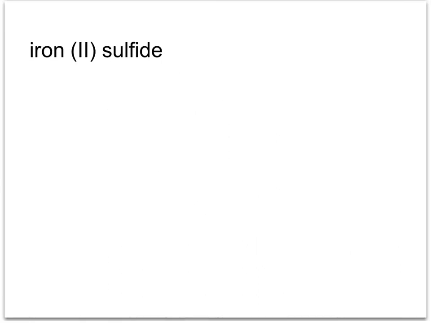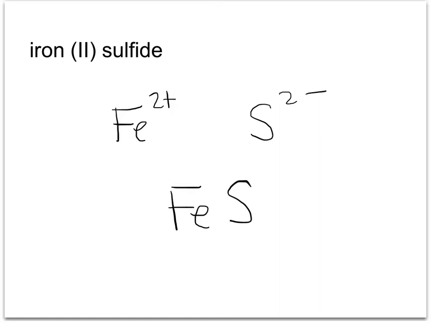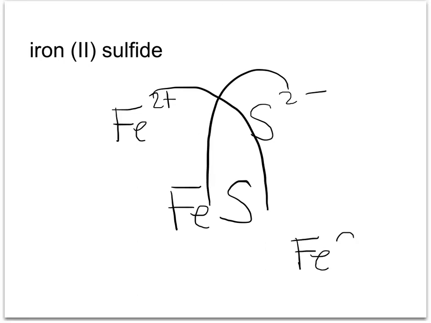All right, here's another one with another twist to it. Iron is 2 plus. Sulfur, or sulfide, is 2 minus. So I write FeS. This 2 comes down here. This 2 comes down here. Notice they're equal and opposite. Iron 2 sulfide is FeS. You must reduce. 2 to 2 becomes 1 to 1.